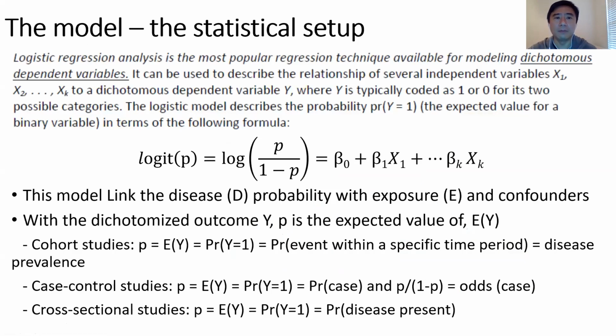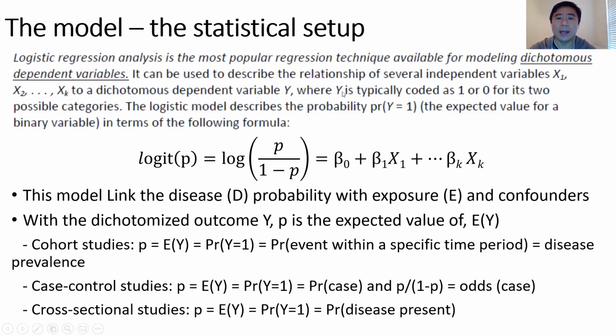Okay, so here is the model setup for logistic regression models. Logistic regression analysis is the most popular regression technique available for modeling the dichotomized, or what we call the binary, dependent variable. It can be used to describe the relationship of several independent variables, x1 to xk, in a multiple logistic regression model. And then we can see the association between these independent variables and the dichotomous or binary dependent variable y.